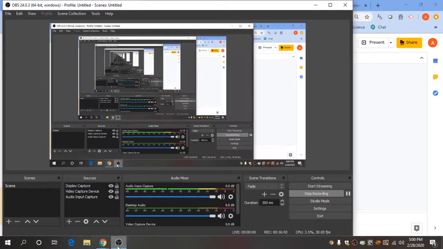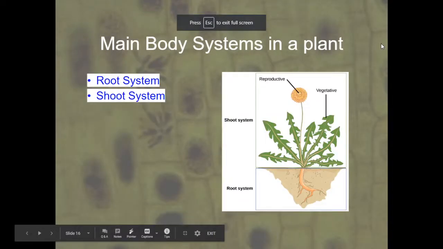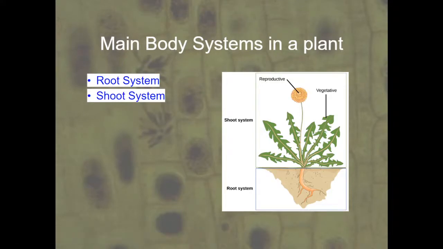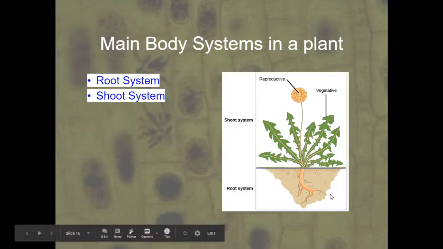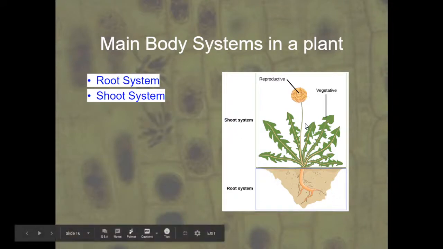Okay, so let's flip back. Go to the main body systems in plants. So there's root system and shoot systems. That's one way of looking at some plants. There's others that are a little bit different, but this is the general structure that you see in plants.